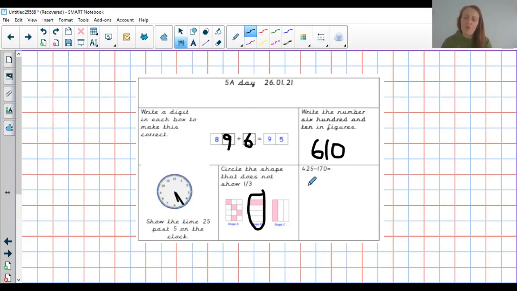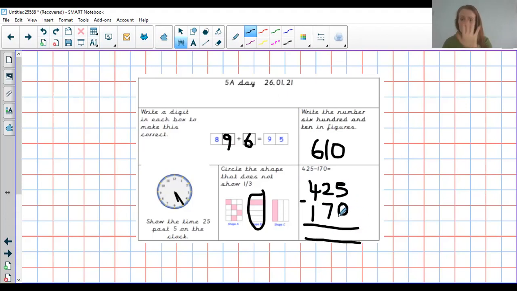Okay, over here, 425, take away 170. Now I would have done this, excuse my bad handwriting with a mouse, using my column subtraction. Let's make sure we get the right number, 170. Like this with my takeaway and my line underneath. This is how I would have done it. You may have thought of a different way to do it.